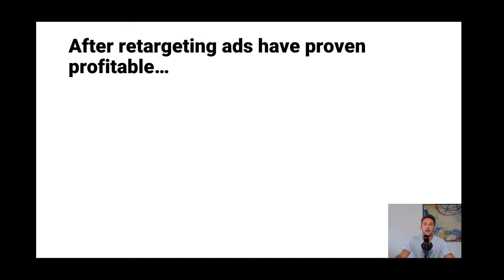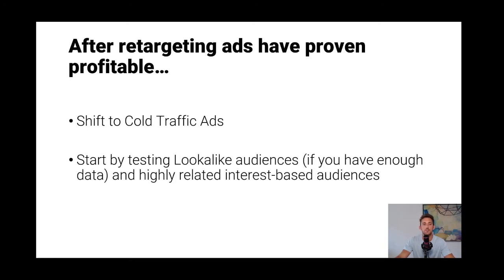Okay, so once you have the retargeting ads profitable, you know your offer's converting, you have a sales funnel that's working really well, what's the next step? So we are then going to move to cold traffic ads, and this is where we're going to start scaling up. So you want to start by testing out lookalike audiences, and only if you have enough data, and then also testing highly related interest-based audiences.